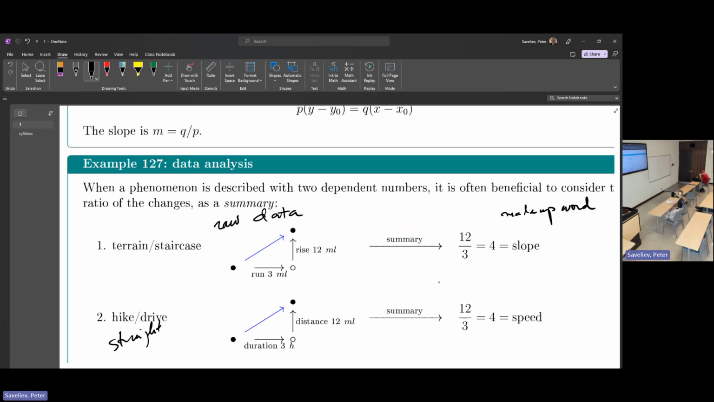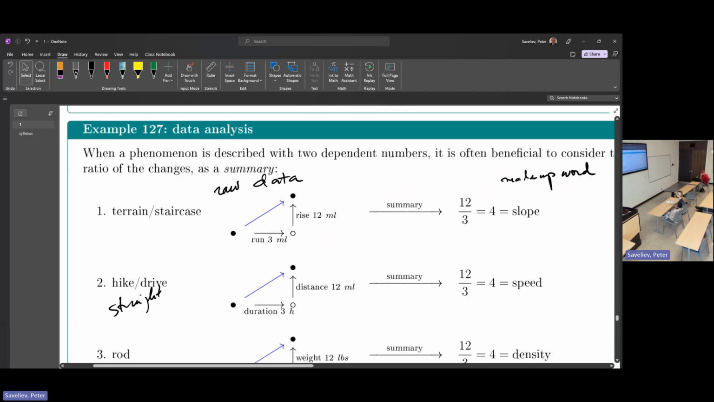So once again, the trip was on the left. The raw data is complete and doesn't really need anything. But if we want some insight into what was happening, then we want to divide and produce the speed as the summary. Well, naturally, that's not it. So let's have more examples.